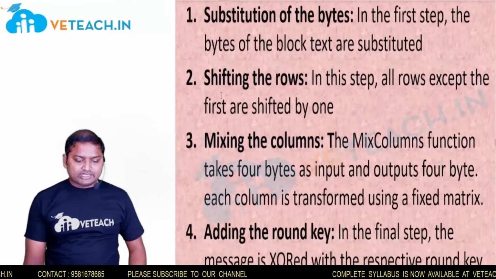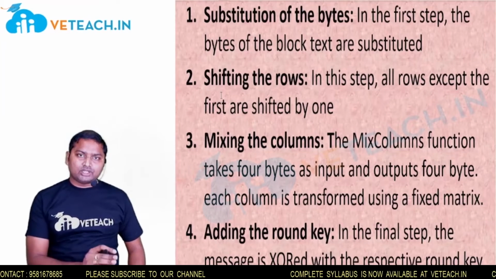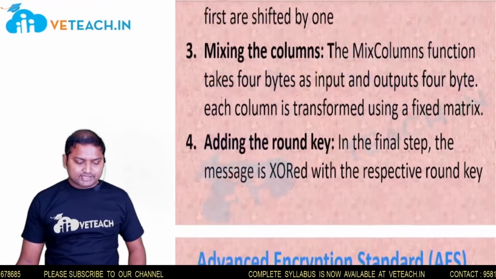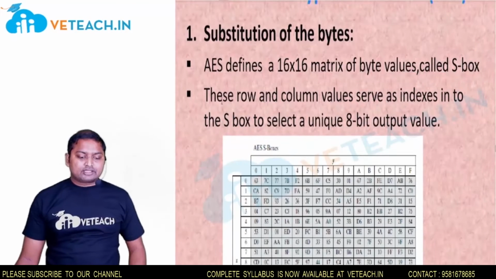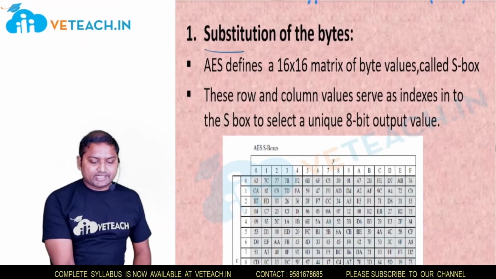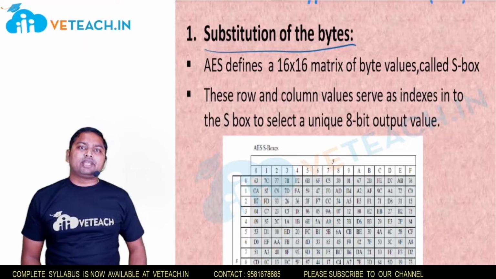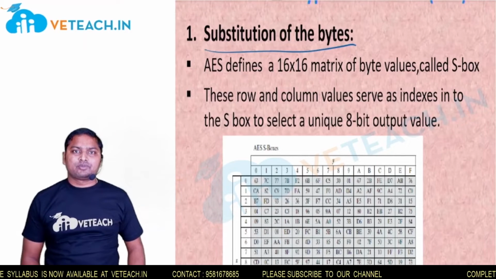Now we will see one by one how the bits will be substituted, how we shift the rows, and how the multiplication will be done. Step by step we will discuss. Coming to the first one, substitution of the bytes. In this substitution, we are taking a 16 by 16 matrix.